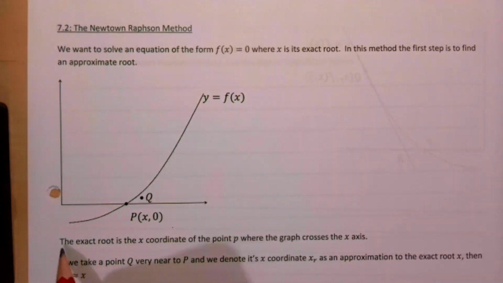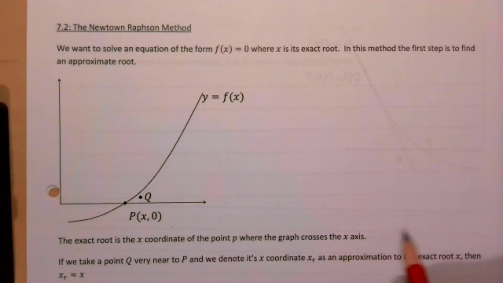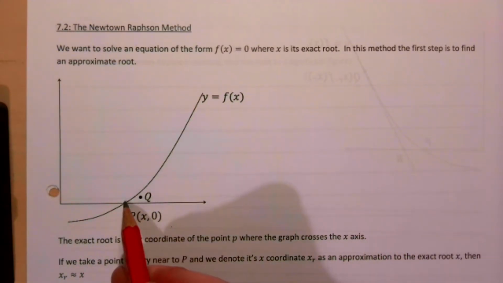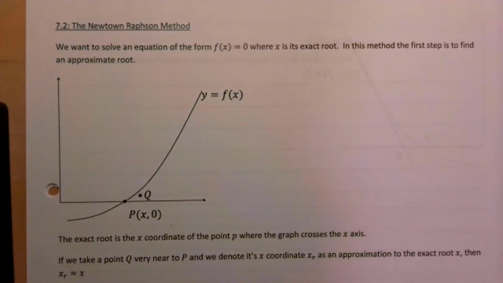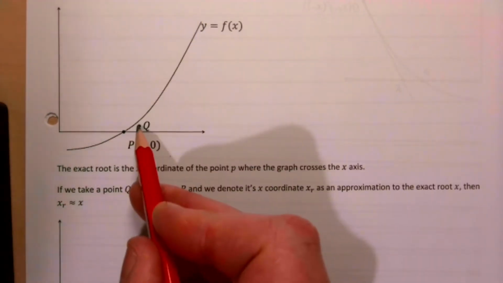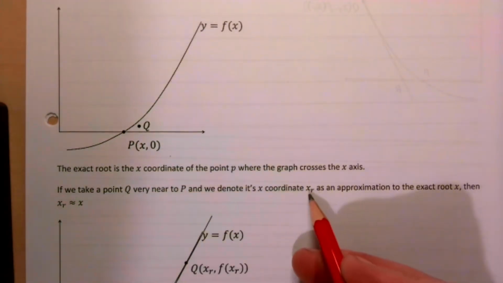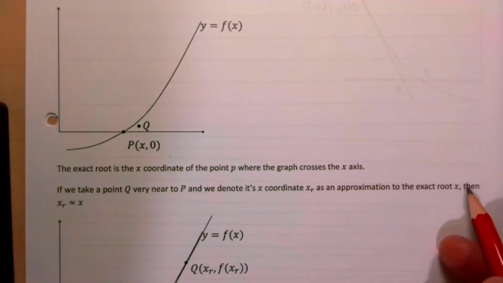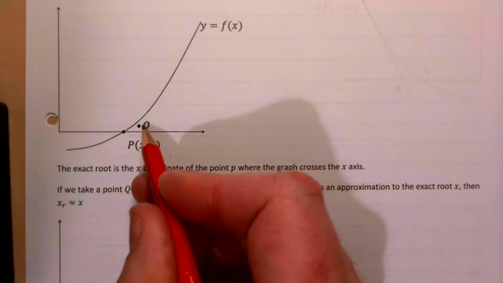So the exact root is the x-coordinate of the point P where the graph crosses the x-axis. Of course it is, that's what we mean by the root of an equation: how far along the x-axis it is where this crosses. If we take a point Q very near P, and we note its x-coordinate as x_r, as an approximation to the exact root, then x_r is approximately equal to s. So this is our first guess.